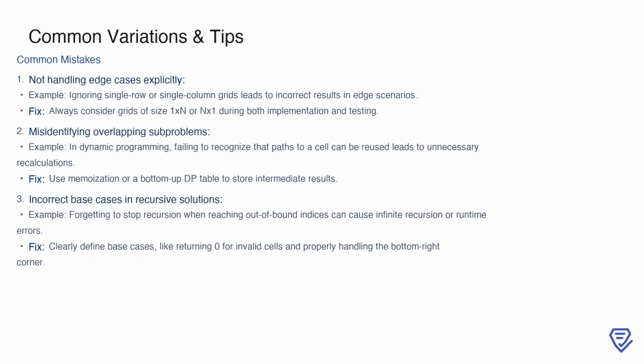Another mistake is misidentifying overlapping subproblems in dynamic programming. If you fail to recognize that paths to a cell can be reused, you'll end up recalculating results unnecessarily. To fix this, use memoization or a bottom-up DP table to store intermediate results.